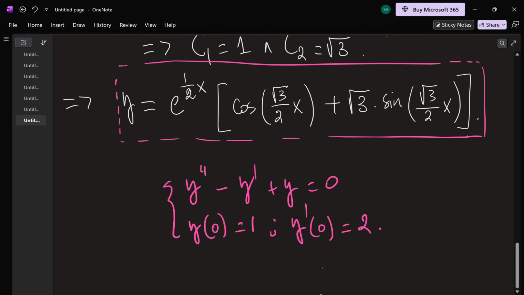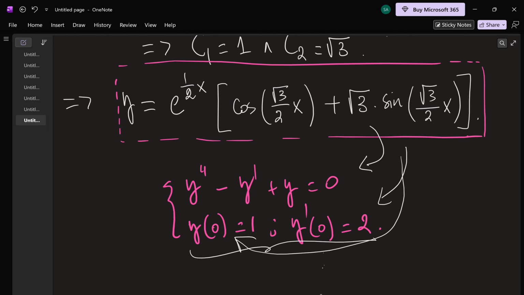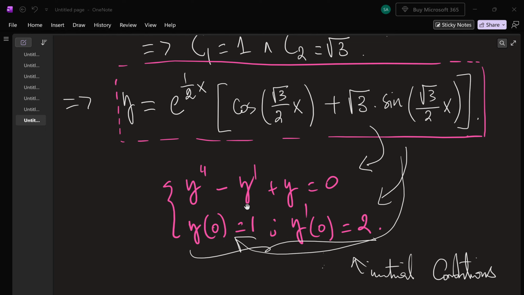So now let's see. So this is the particular solution to this problem, and also it satisfies these two initial conditions. These are the initial conditions. Okay, so we move on now to the next problem.